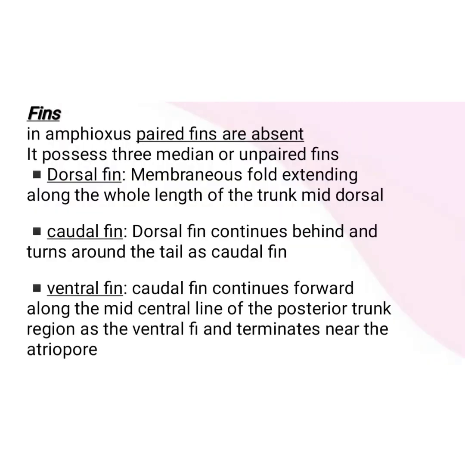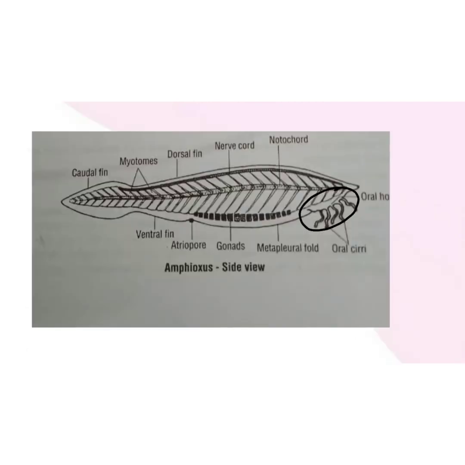This dorsal fin continues behind and turns around the tail as caudal fin. This caudal fin continues along the midventral line and terminates near the atriopore. This is called ventral fin.